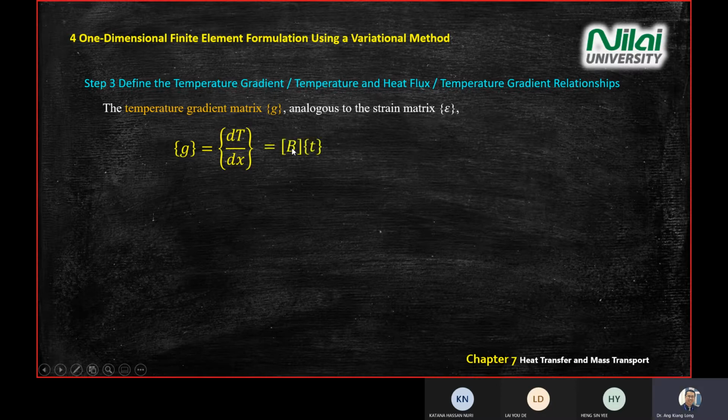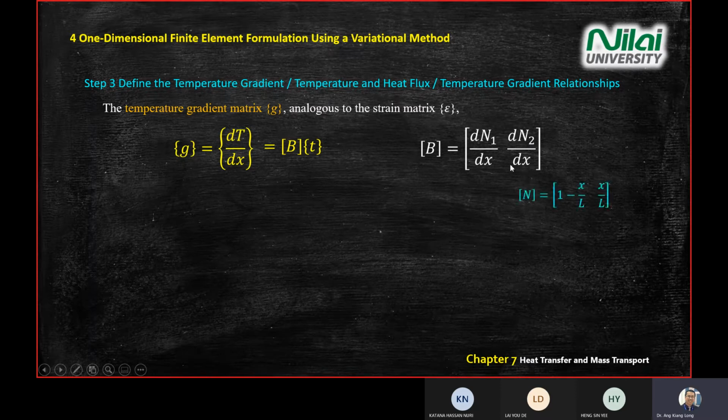Or we can write it as bracket B times T. This bracket B is what you learned in chapter 6, where you have the 9 equations to calculate B. Later I will show you, slowly recapping what you learned. So B equal to dN1 divided by dx and dN2 divided by dx. This is the standard format. When you come to the final exam, you just look at my slides, follow step 1 until step 6, and write all these equations out. You will get some marks there.